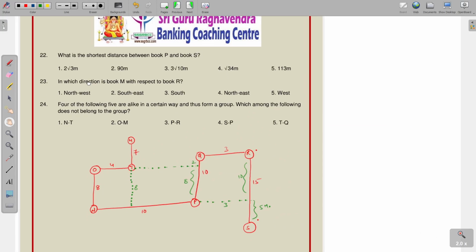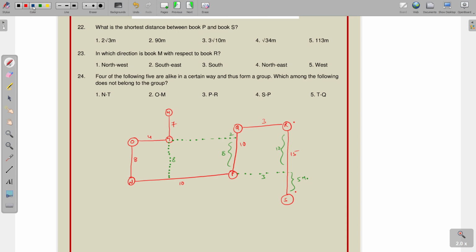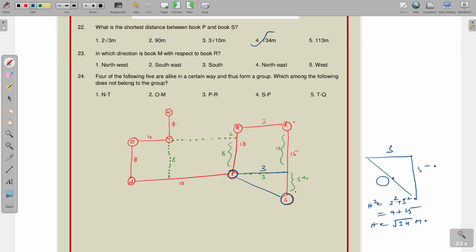See the first question. What is the shortest distance between P and S? So P here and S here, what is the shortest distance? We need to find this one. See, this is 3 meters and this is 5 meters. According to the Pythagoras theorem we can apply this with 3 and 5. Hypotenuse square equals 3 square plus 5 square, that is 9 plus 25, so hypotenuse equals root 34 meters. Option 2 is the answer.